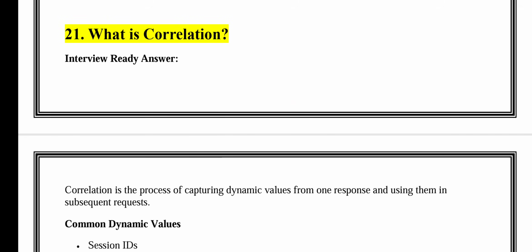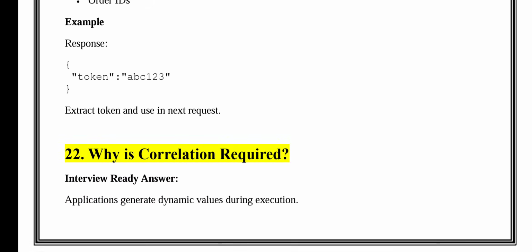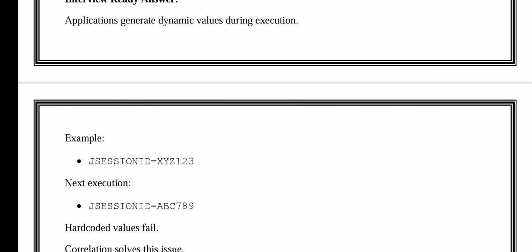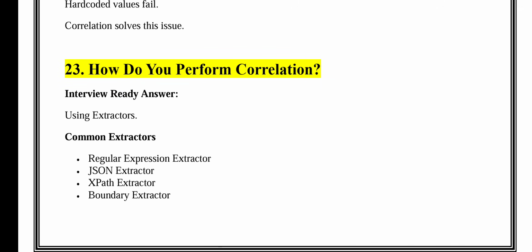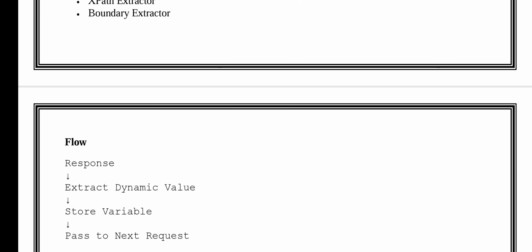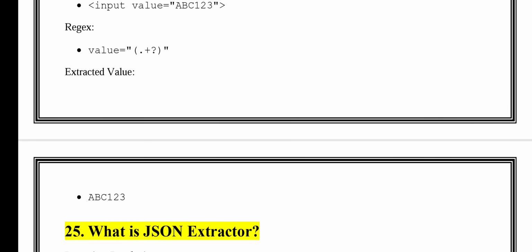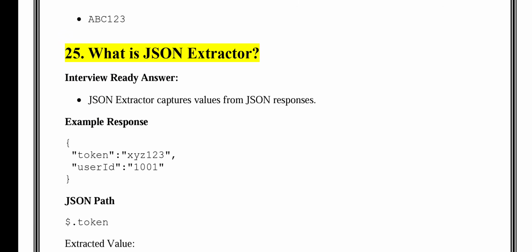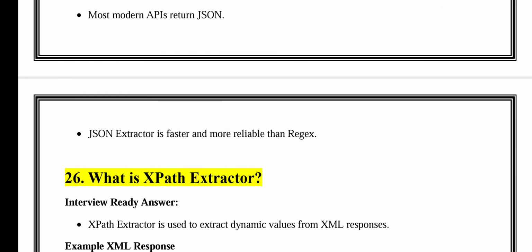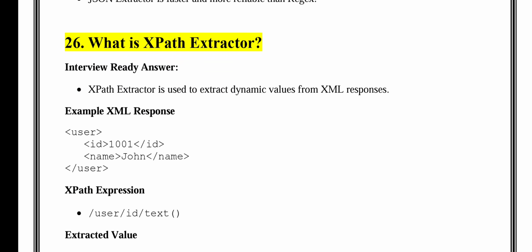What is correlation? Why is correlation required? How do you perform correlation? What is regular expression extractor? What is JSON extractor? What is XPath extractor?